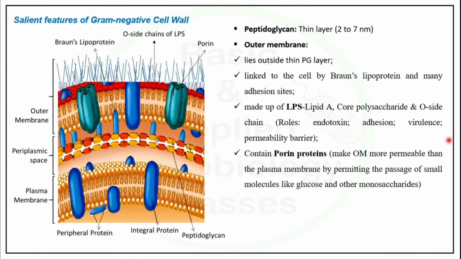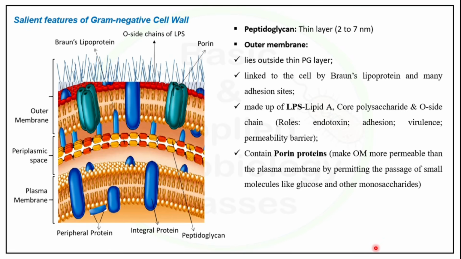So now we are going towards porin proteins, right? Porin proteins are also present in the gram-negative cell wall. Porin proteins also help the bacteria in another way. How? They help the bacteria by permitting the passage of small molecules like glucose and other monosaccharides. The passage of such small molecules is otherwise not possible through the plasma membrane. So in this way, porin is an added advantage to gram-negative bacteria through its cell wall.